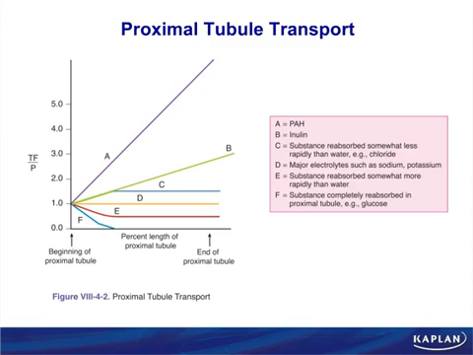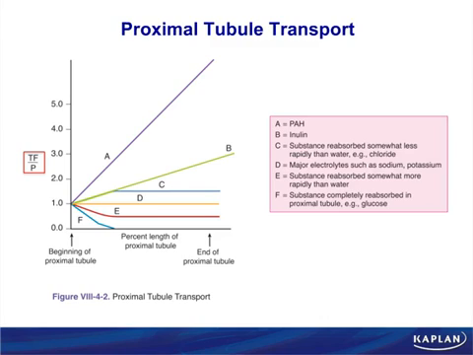Here, on the y-axis, you're looking at the tubular filtrate to plasma concentration ratio. What does that mean? Well, let's take a look. Back at Bowman's capsule, you have filtration. So, if this is Bowman's capsule, and this is the plasma, you're filtering.